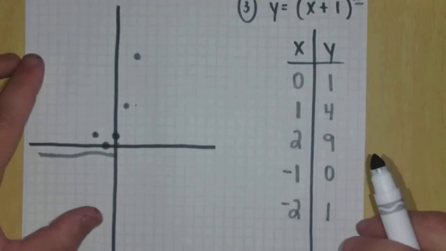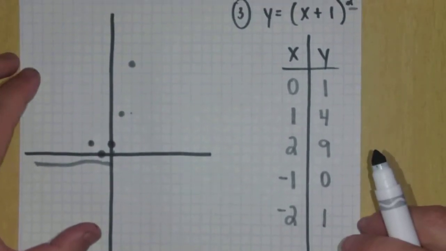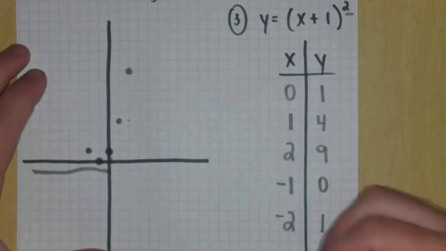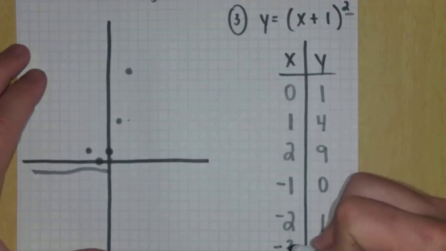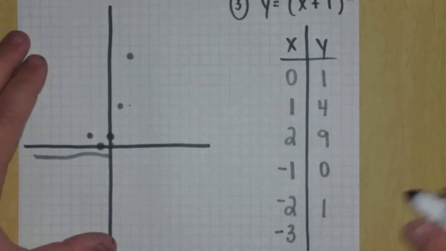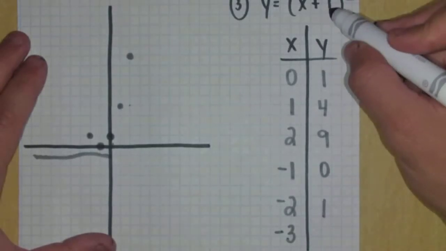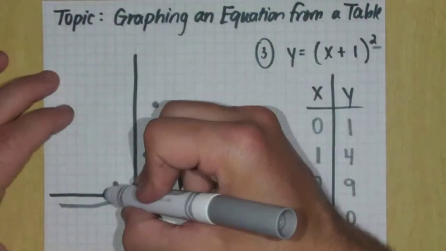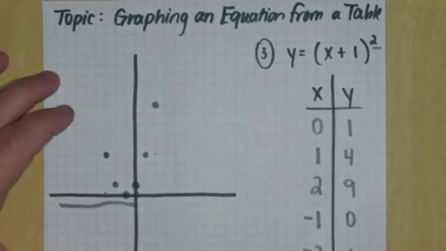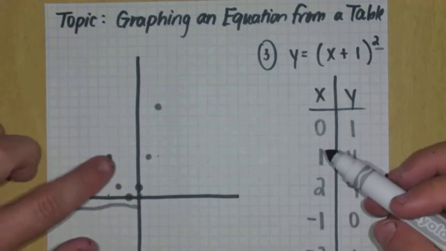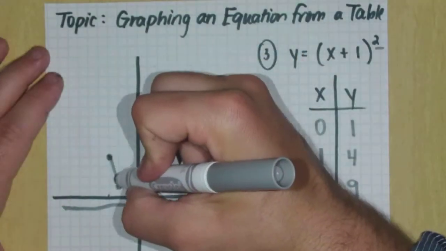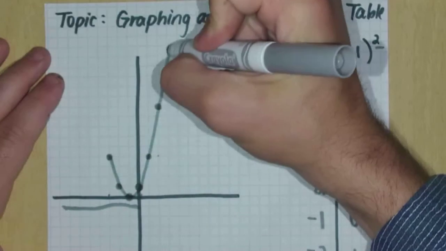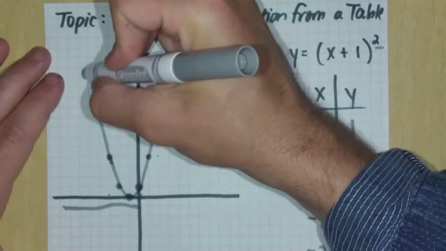Let's just try one more for good measure. Let's plug in a negative. Let's try -3. -3 plus 1 is a -2. -2 squared is a +4, which means I would have the point -3, 4, definitely starting to come back up again. And so now if I draw this, you can really see that U-shaped picture.